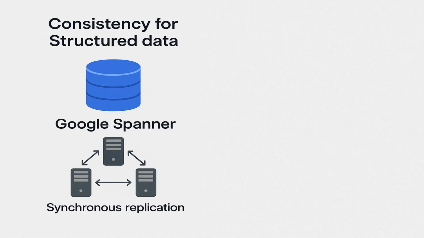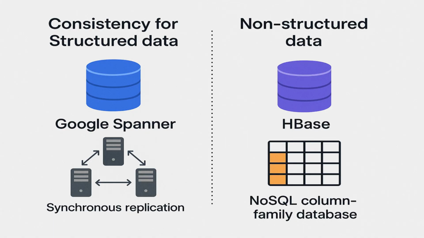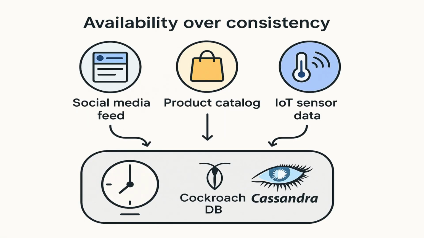If the data is unstructured, in that case, databases like HBase can be used. It's a NoSQL column family database. Now the systems favoring availability over consistency are social media feeds, product catalogs, or IoT sensor data. If a user sees slightly outdated content, it is acceptable. The priority in such systems is to respond quickly and never go down, even during partitions. For that, we have CockroachDB and Cassandra database solutions supporting availability during network partition.